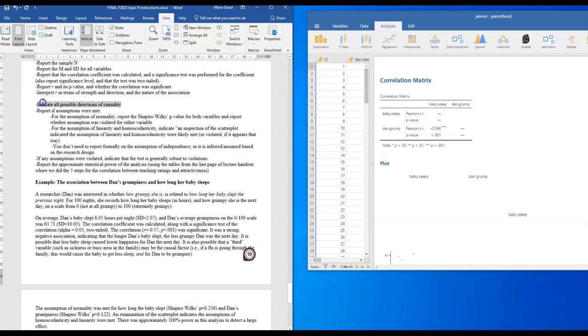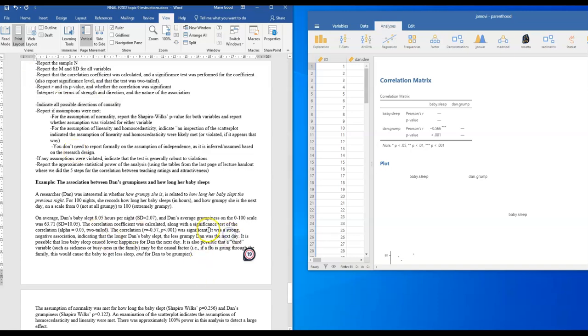Here's something that I also want you to do. Now, this particular point may or may not always be part of a formal APA style results report, but I think it's important for you to do as you are learning about the correlation and reporting the correlation, and really getting in the habit of always reporting all of the possible directions of causality, because that is really the most honest and truthful way to interpret a correlation coefficient. Otherwise, people may be led down causal thinking pathways that are really not appropriate.